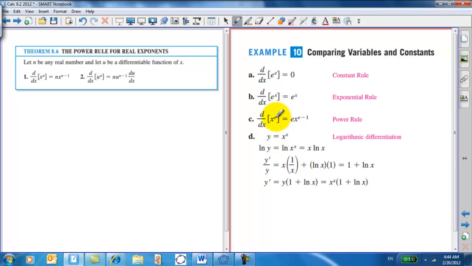But if you have x to the e, now you go back to using our old power rule, because it depends on where the unknown is. If the unknown's in the power, it's an exponential rule. If it's in the base, you use the power rule. If the unknown's in both, then you can do this log differentiation trick. So you take the natural log of both sides. The x comes down in front. Now you can use implicit differentiation and the product rule here, and then multiply both sides by y, and you get this very bizarre answer here: x to the x times 1 plus the natural log of x.